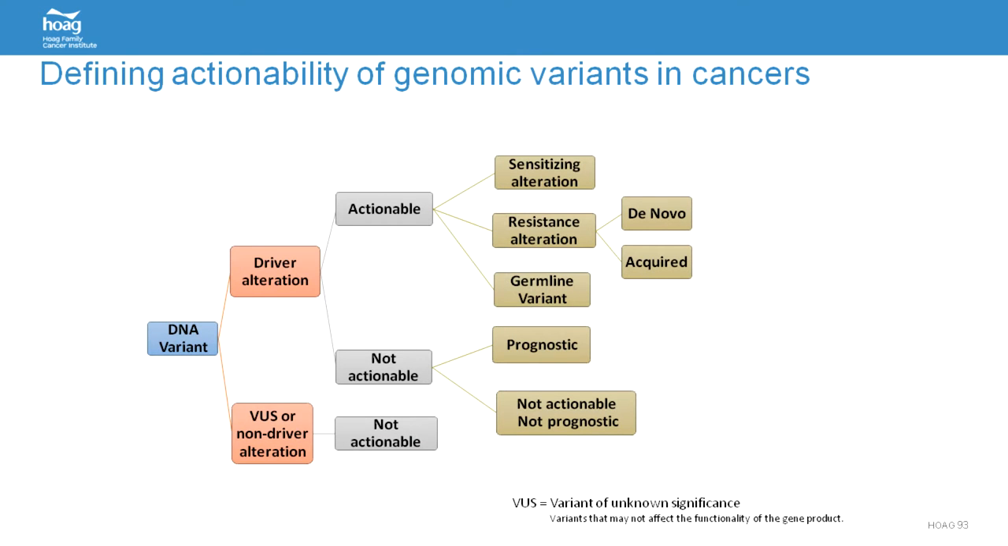So we also talked a little bit about this, my approach to thinking about what is an actionable genomic variant in the cancers. So we start out with a DNA variant. If it's in a gene that promotes the selective advantage of the cancer cell, we can call that a driver alteration. And then we can break it down into whether it's actionable or not based on: is it a sensitizing alteration? Is it a resistance alteration? Is that mutation actually present in the germline? And we're getting that in all the reports. And so that's sort of how we go about thinking about whether a gene variant in a tumor is actionable or not.